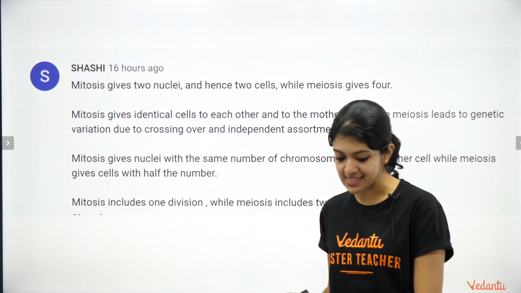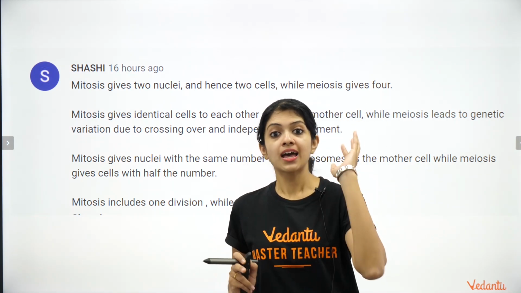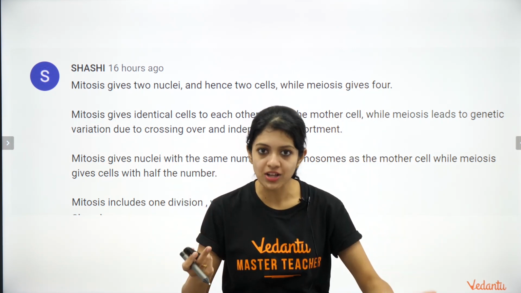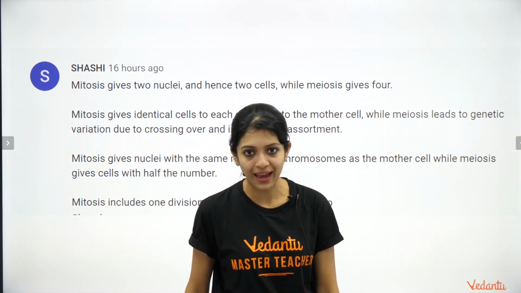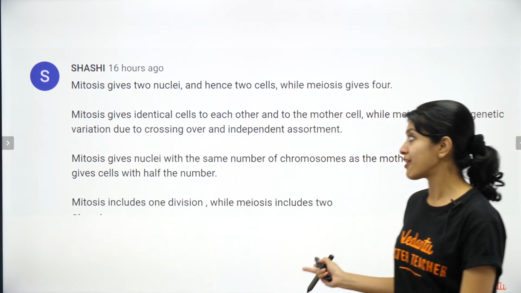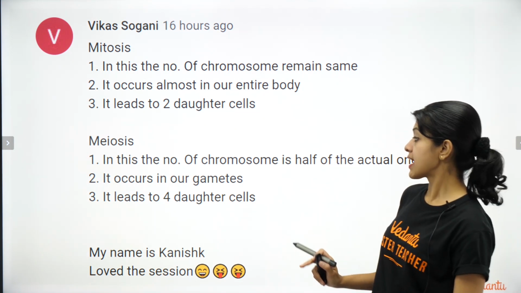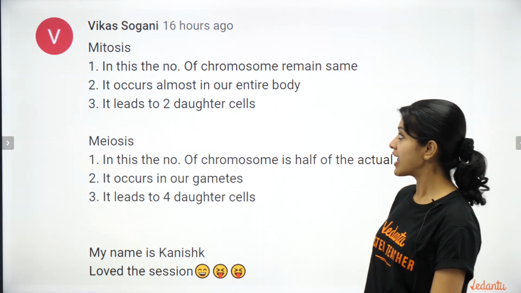I think Shashi has done a wonderful job of explaining. It in fact shows the sincerity in you, that you have understood the concept, you have taken pains to understand both the concepts, and you have in fact compiled this answer. Thank you very much, Shashi, and do keep it up. And we have one more answer from the ID says Vikas, but the name here at the bottom says Kanishk. Thank you very much, Kanishk.